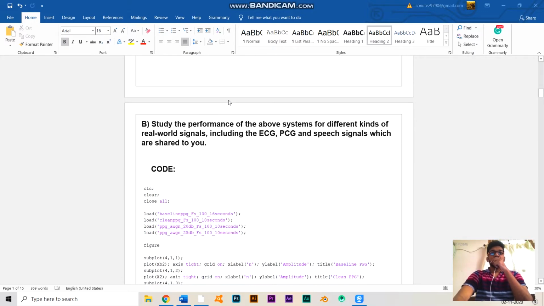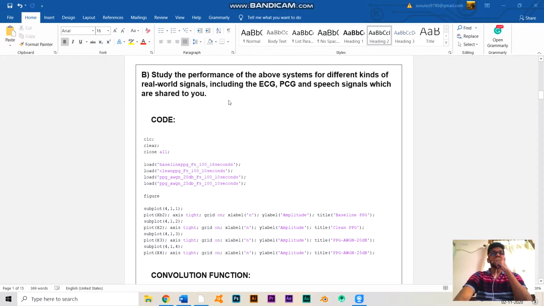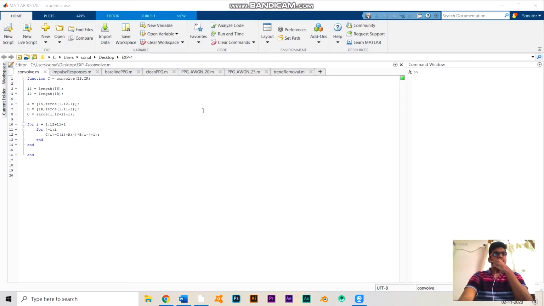And now we have to find the performance of these above systems with the given signals. We have four signals. Now coming to the code, we will write the function for convolution. We will take two inputs for this. One is the input signal and the other one is the impulse response. Let us consider L1 as the length of the input signal and L2 as the length of the impulse response. We are zero padding them to avoid any delay in the signal. And from the definition of convolution, we are writing this for loop. And this is the function for convolve. We can use this in any other blocks.